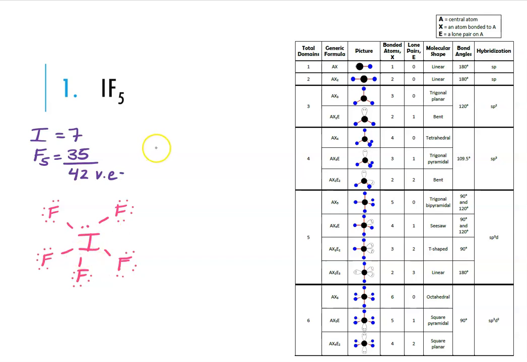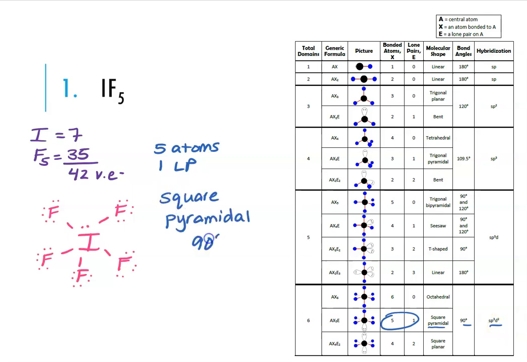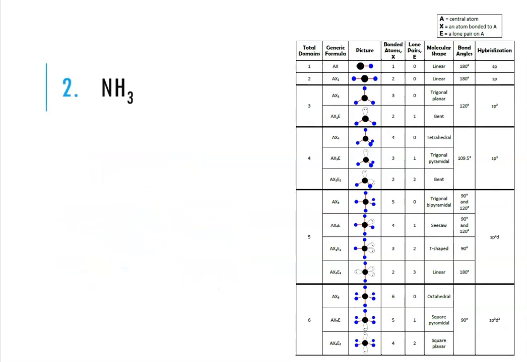So that means that iodine has 5 atoms and 1 lone pair. So if I look here, 5 and 1 is square pyramidal. The bond angle is 90 degrees, and my hybridization is sp3d2. All right, let's do another.